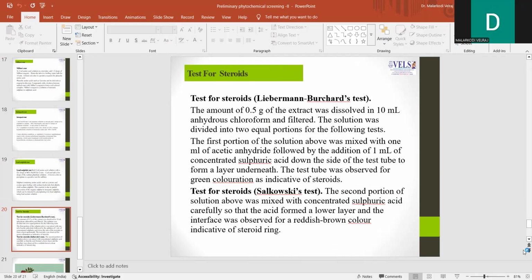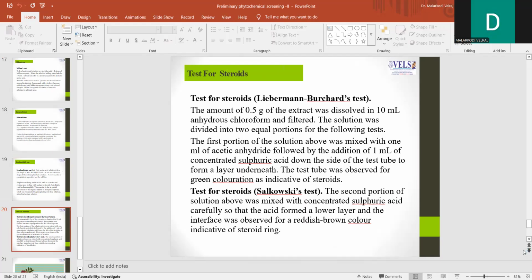Then comes the test for steroids. Liebermann-Burchard test. 0.5 gram of extract was dissolved in 10 ml of anhydrous chloroform and filtered. The solution was divided into equal portions for the following tests. The first portion of the solution was mixed with 1 ml of acetic anhydride, followed by addition of 1 ml of concentrated sulfuric acid down the sides of the test tube to form a layer underneath. The test tube was then observed for green coloration, which is indicative of steroids.